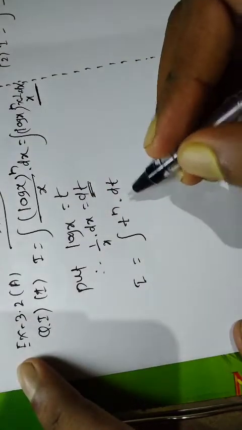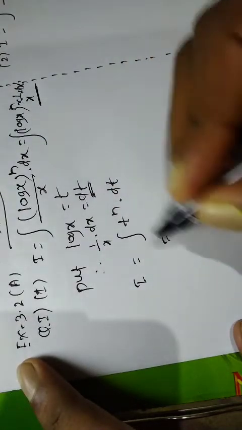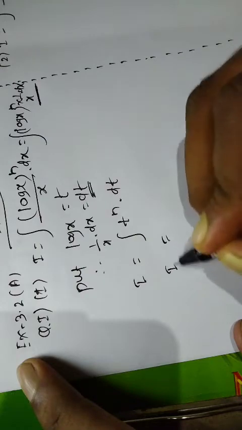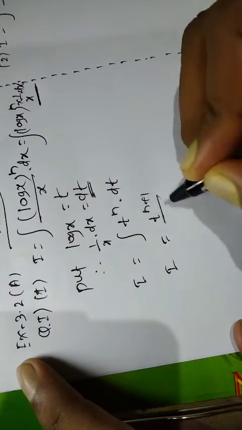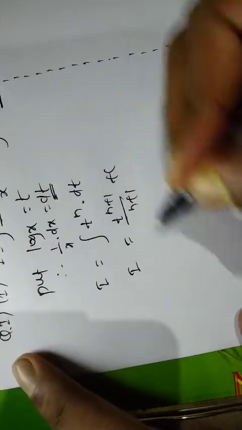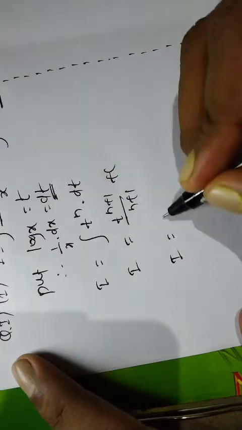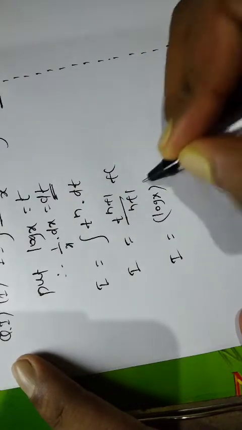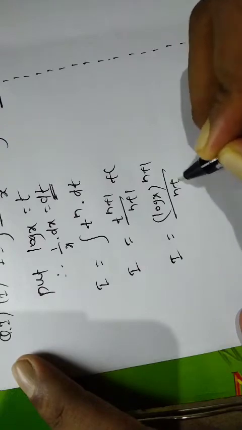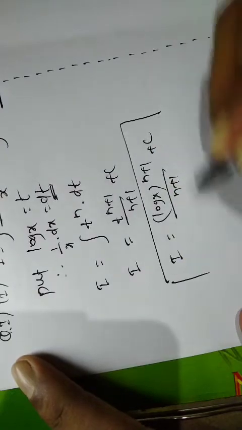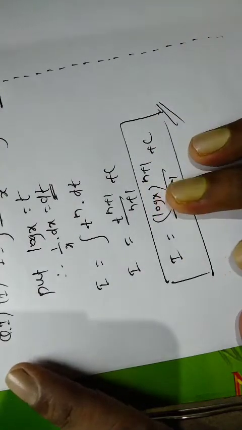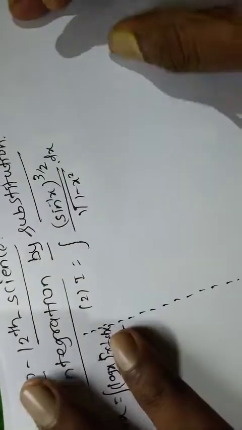So this becomes a very simple version. Therefore apply the formula of x raised to n. The answer is t raised to n plus 1 upon n plus 1 plus c. Now write the value of t, that is (log x) raised to n plus 1 upon n plus 1 plus c. So this is my first answer. Let us solve some more questions. Let us have the next question.